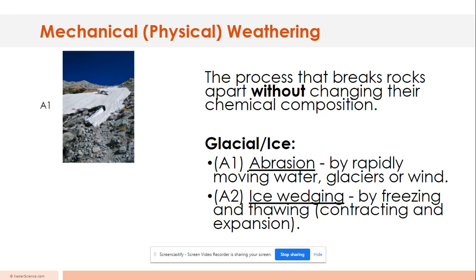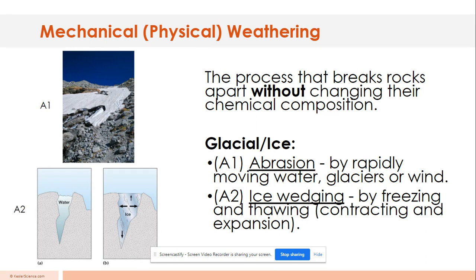Here's the first example in number A1, this picture here. You can see a glacier coming down. So abrasion is like sandpaper. By rapidly moving water, glaciers, or wind, it can kind of work as sandpaper and grind away, weathering that rock.